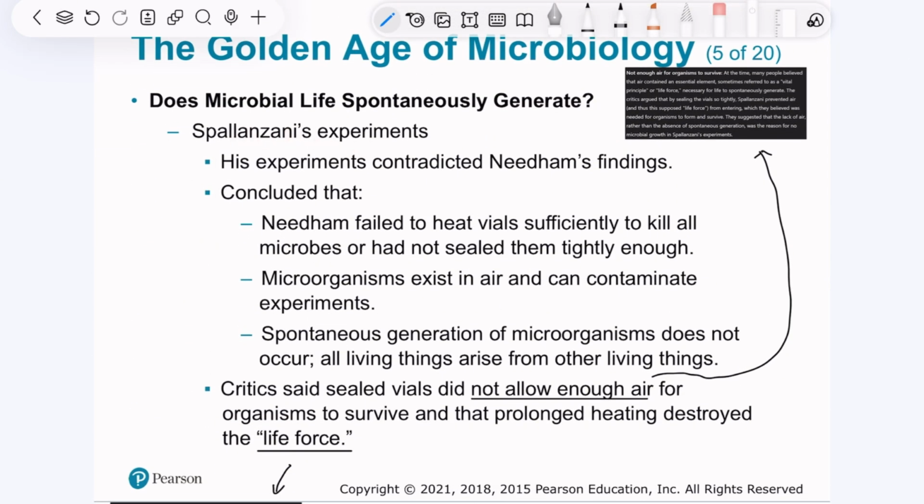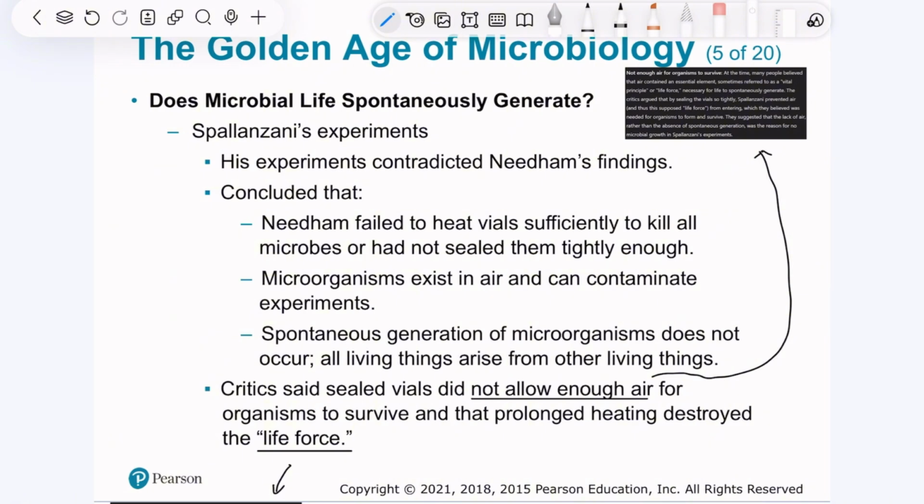So we have Spallanzani's experiment. His experiment contradicted Needham's findings, and he concluded that Needham failed to heat the vials sufficiently to kill all microbes or had not sealed them tightly enough. Microorganisms exist in air and can contaminate experiments. Spontaneous generation of microorganisms does not occur. All living things arise from other living things.